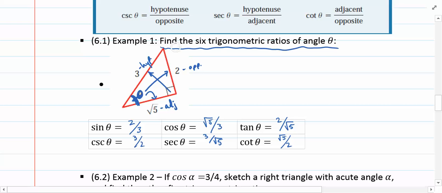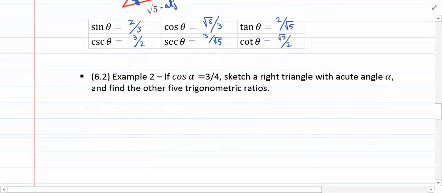We've now found the 6 trigonometric ratios of this angle theta.